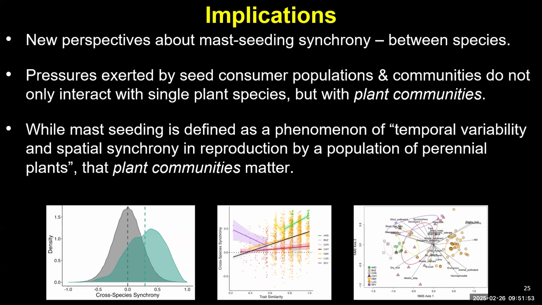So some of the implications of this work are giving new perspectives about mass seeding synchrony, looking between co-occurring species. And through this work, we suggest that these seed predator populations are not necessarily interacting only with a single plant species. They're typically generalists, interacting with whole plant communities. And while mass seeding has this definition about temporal variability and spatial synchrony by populations of perennial plants, these communities could also matter when we think about cascading effects of mass seeding in ecosystems as well.